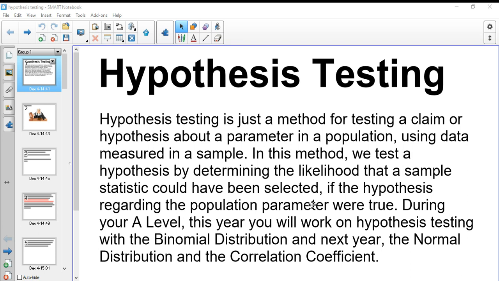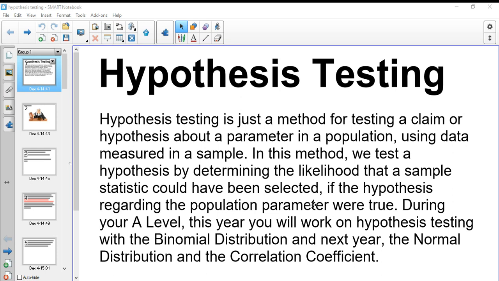Hypothesis testing is a complicated concept. In general, a hypothesis test is a method for testing a claim or a hypothesis about a parameter in a population using data measured in a sample. You could do hypothesis testing using lots of different statistical calculations, and in fact, over the course of the 2 years, you'll do it with 3 different types of calculations.